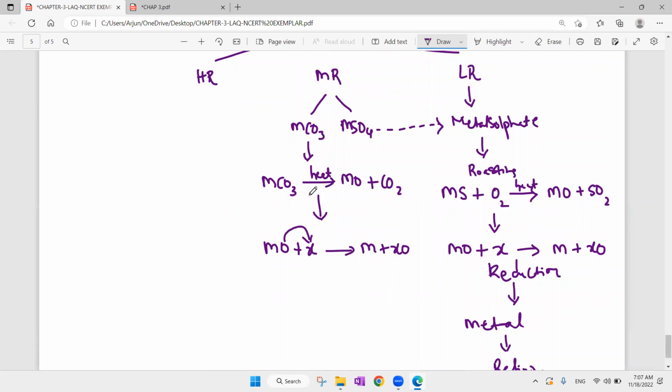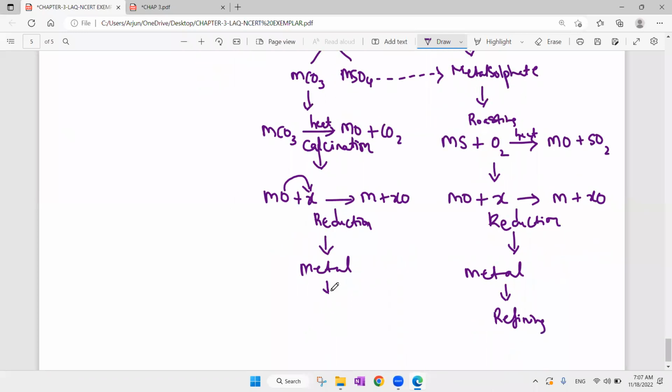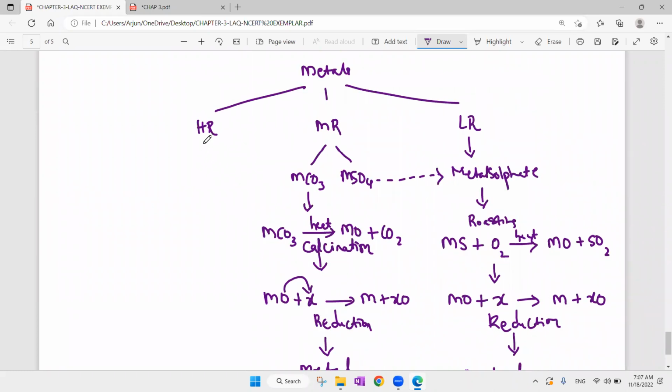Here this process is known as calcination. This is the calcination process. This is the reduction process. Again, after the reduction, we can extract the metal. After taking that metal, you have to go with the process called refining. Next, high reactive metal, you have to go with electrolysis, electrolytic refining. The electrolysis process you have to go with.